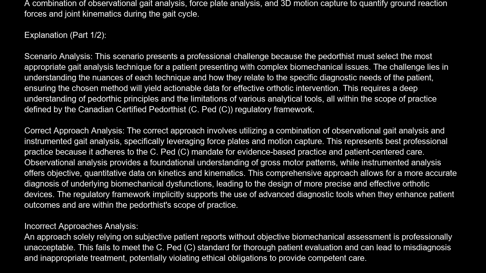The regulatory framework implicitly supports the use of advanced diagnostic tools when they enhance patient outcomes and are within the pedorthist's scope of practice. Incorrect approaches analysis. An approach solely relying on subjective patient reports without objective biomechanical assessment is professionally unacceptable. This fails to meet the CPED-C standard for thorough patient evaluation and can lead to misdiagnosis and inappropriate treatment, potentially violating ethical obligations to provide competent care.